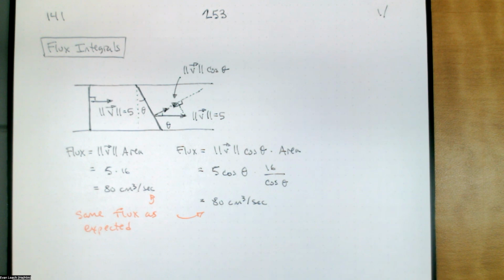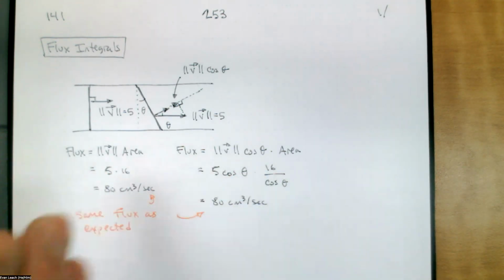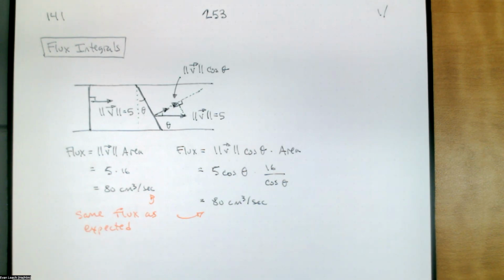Okay. I think when I originally presented this problem, I was trying to do too much. I had the square pipe and the circle pipe. You know what? Let's just do the area. The square pipe was so that we could get at this cosine of the angle.